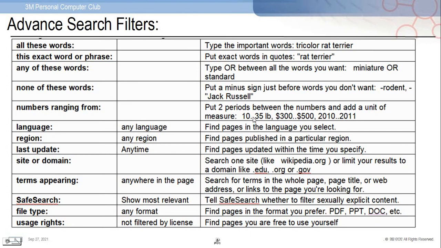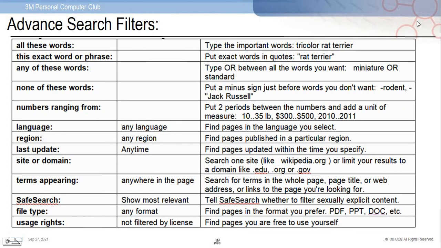And you can do it for pounds, dollars, years. Here we're just looking for an article that might have the year 2010 to 2011 in it, so you can get exactly that. Language: most of us are English speaking, but if you spoke other languages or wanted results from a different language, you can specify exactly the languages that you want.